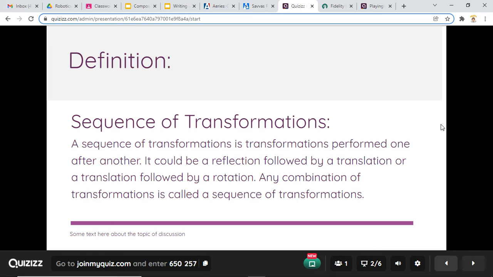So this could be a reflection followed by a translation. It could be a translation followed by a rotation. But really, any combinations of transformations is called a sequence of transformations.